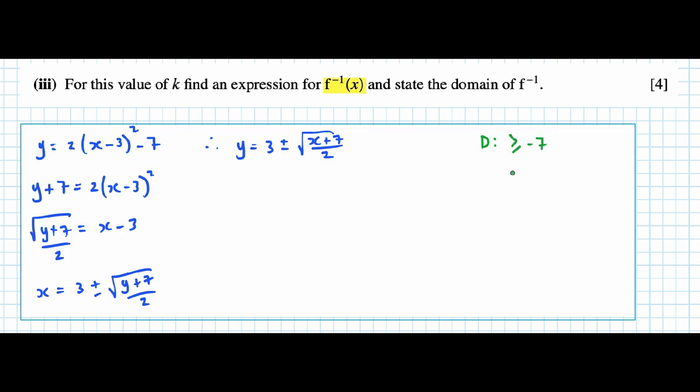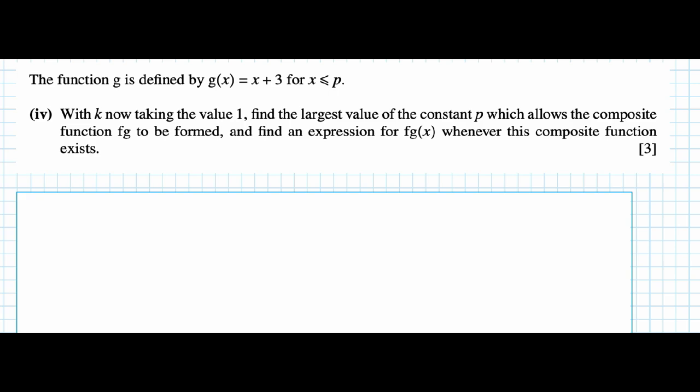And a further way of looking at this is just to think of your domain range. The range of f is minus 7. The domain of its inverse, of course, will be minus 7. So whatever way you look at it there, they would be the same. So that's why we have 3 minus root x plus 7 over 2. That's the third part of this.